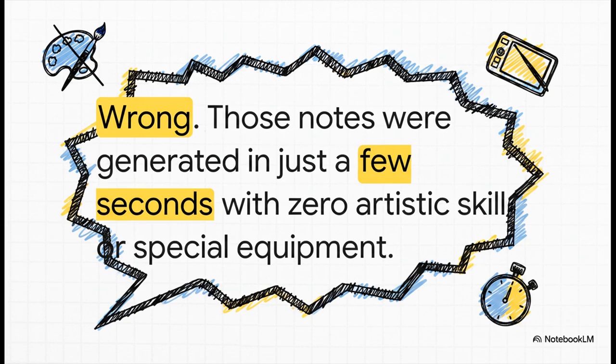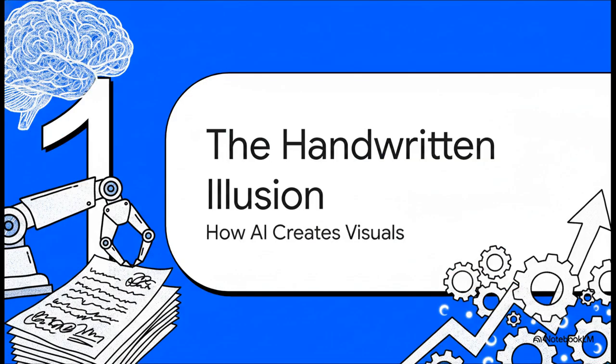Those notes were made with zero artistic skill, no fancy equipment, and they popped out in literally a few seconds. And in this explainer, we're going to show you exactly how you can do the exact same thing. So that brings us to our first section, the handwritten illusion. Because that's what this is.